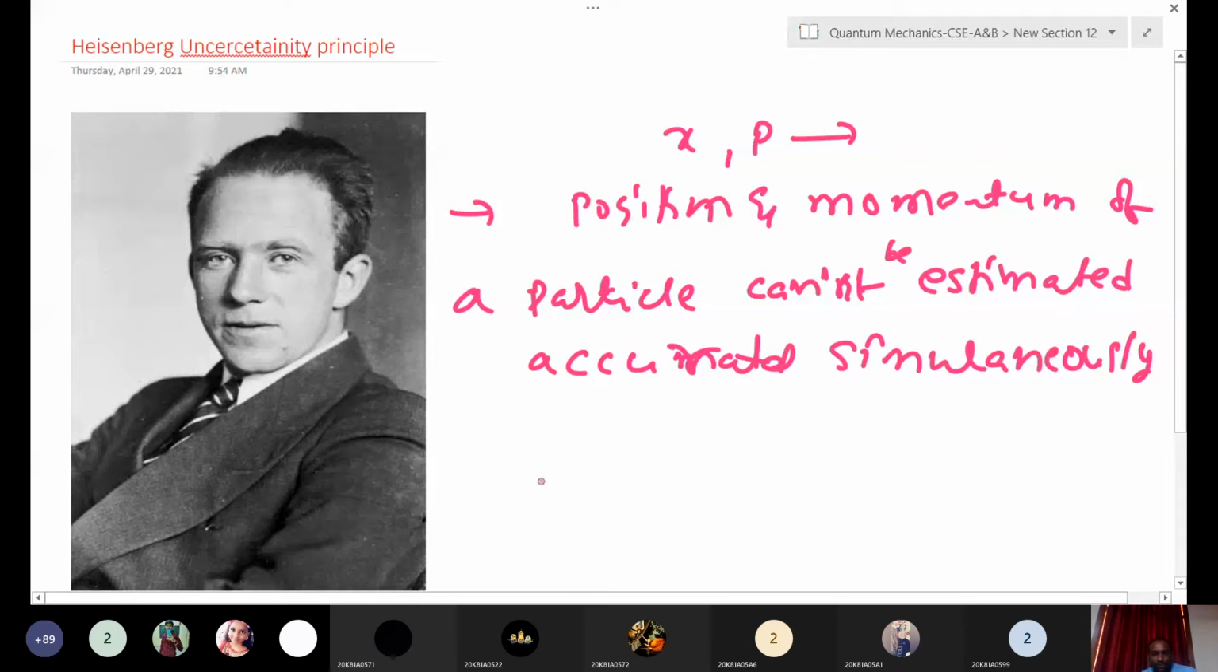Suppose we will see a small example here. The expression is here. Delta x is the uncertainty in position and delta p is the uncertainty in momentum. The product of the uncertainty in position and momentum is greater than or equal to h by 4 pi. This is the expression for the Heisenberg principle.